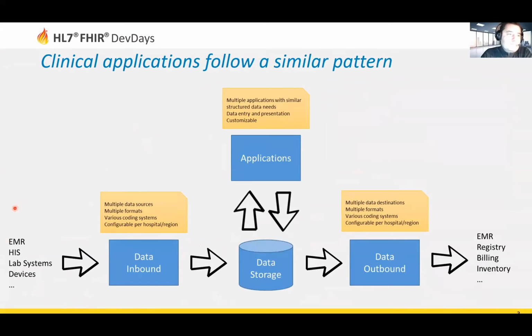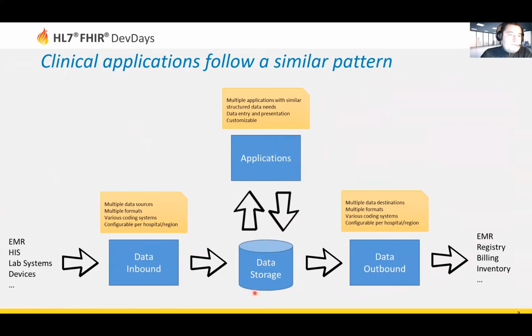This comes via an inbound pipeline and is stored in a central data storage. Think of patient data coming from an EMR or a HIS, lab results, data from devices such as pacemakers or vital measuring devices. Second, once the data is stored, we want to be able to use it in our applications. This can mean simple visualization or more complex use in algorithms. Furthermore, our applications might need to add extra data to the data storage.